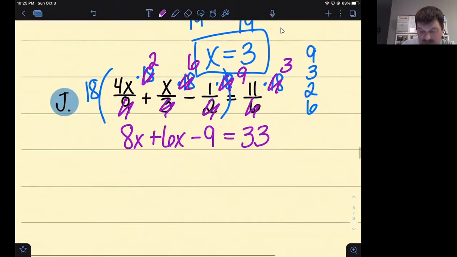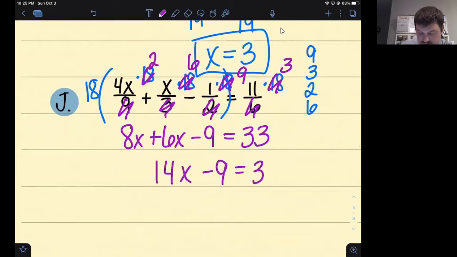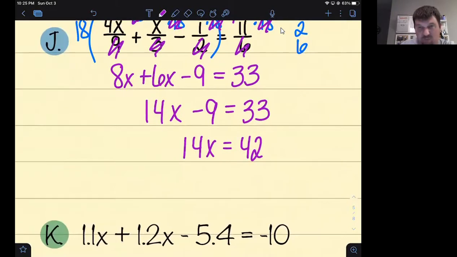I'm going to combine my like terms to get 14x minus 9. I'm going to add 9 to both sides. 33 plus 9 will give me 42. And then I'm going to divide by 14, and 14 plus 14 is 28, plus 14 is 42, so it goes in 3 times. And so x is equal to 3.